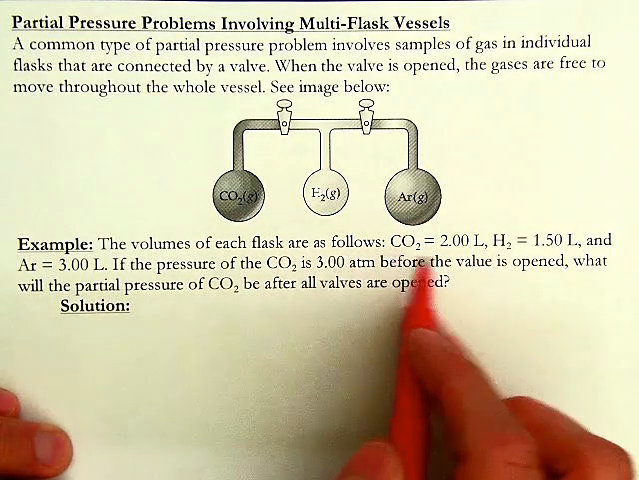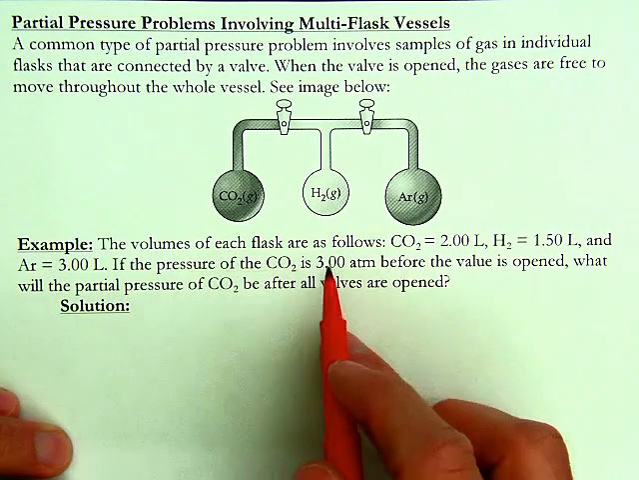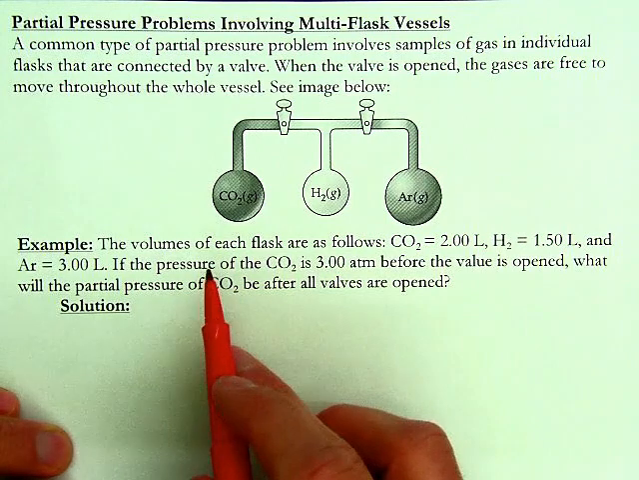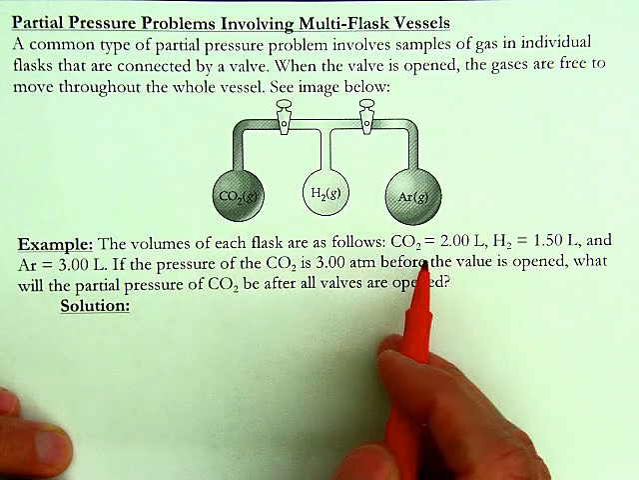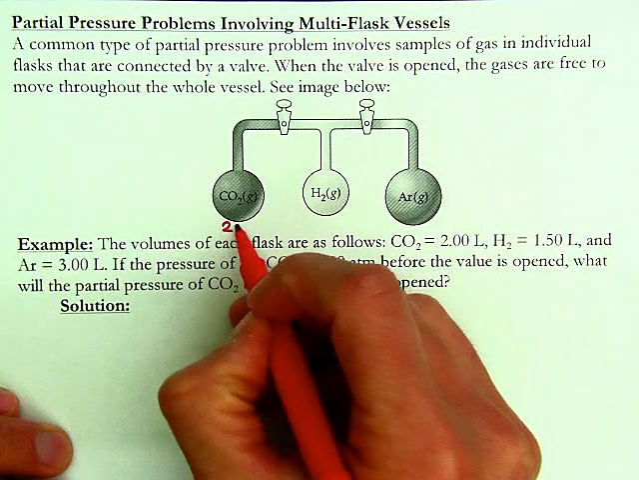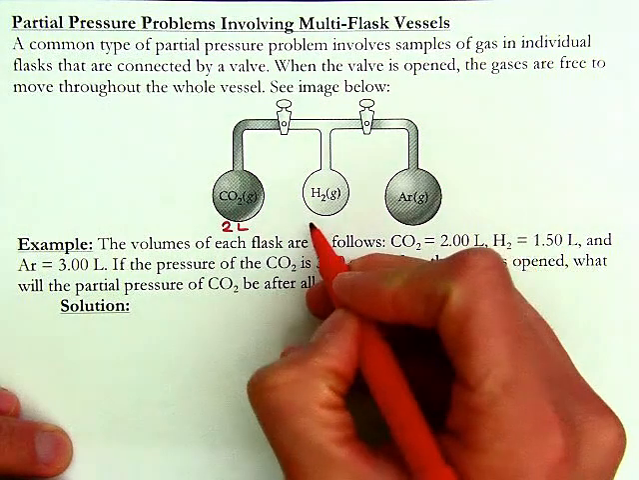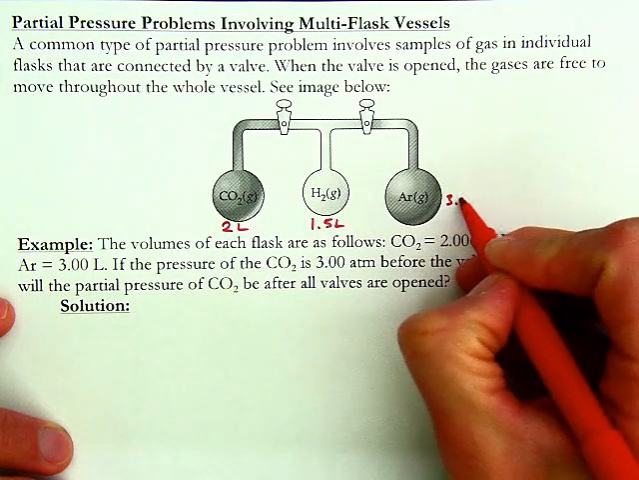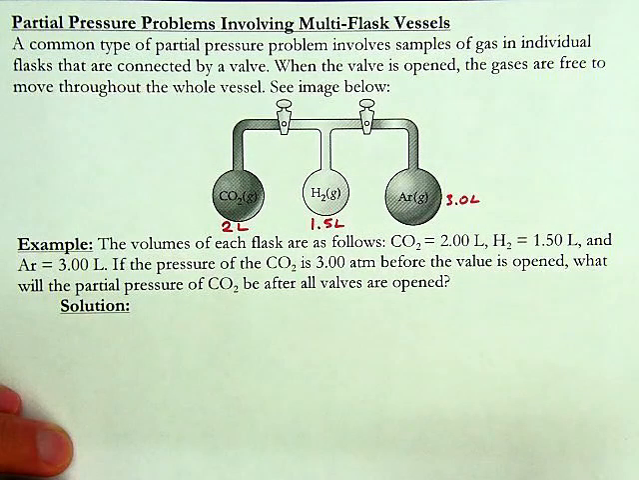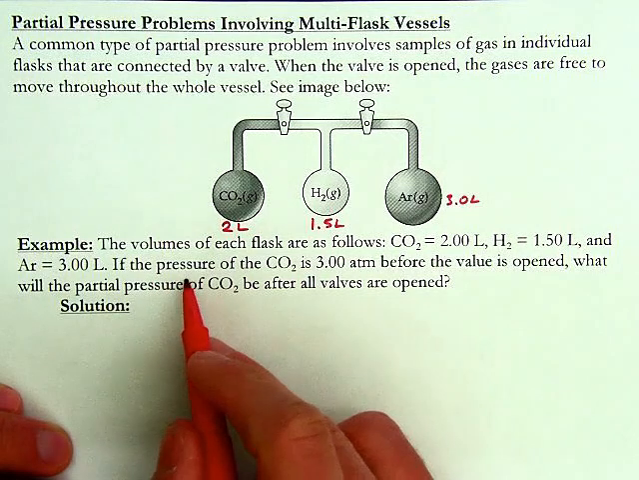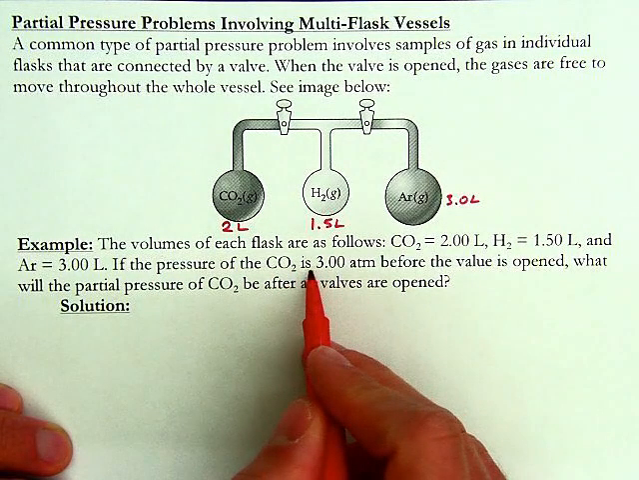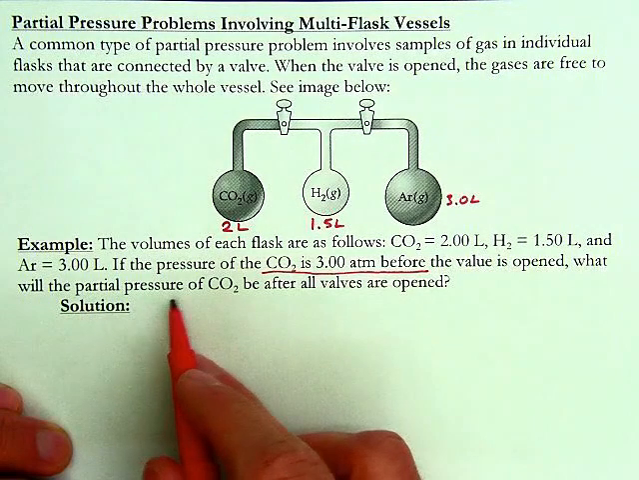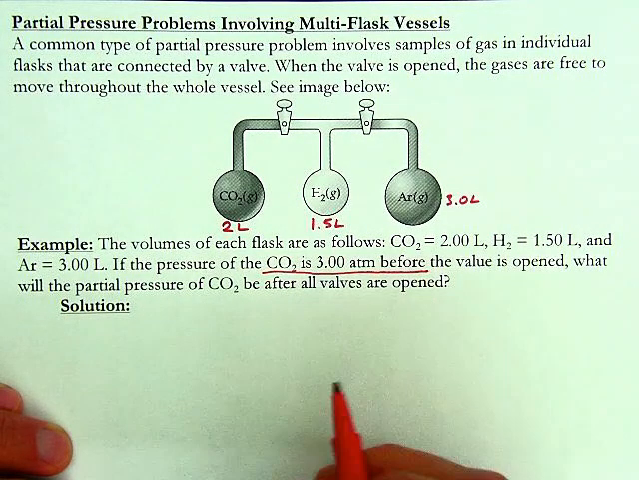And this describes the volume of each. It also gives you the pressure. In this case, it says the volume of each flask are as follows. So CO2 is 2 liters, so this one is 2 liters. H2 is 1.5 liters, so this is 1.5 liters. And then the argon is 3 liters, so this is 3 liters. So we have the volume of each of them. It says if the pressure of the CO2 is 3 atmospheres before the valve is opened, what will be the partial pressure of the CO2 after all the valves are opened?